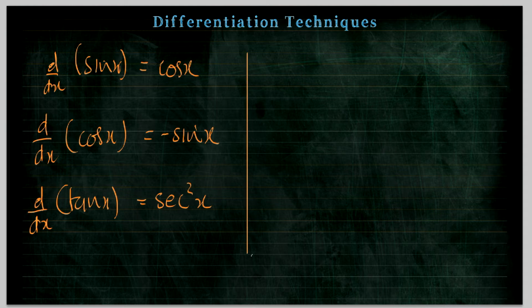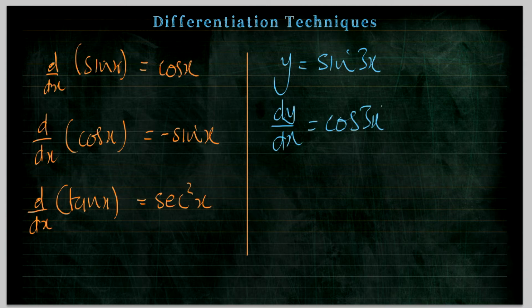So how do we use these? Let's just have a quick look. Okay, so if I said to you y is equal to sine of 3x, now what you need to do here is say, okay, well, dy by dx is going to equal cos 3x, but what you also need to do is multiply by the coefficient of x. Okay, so which in this case is a 3, so it would be multiplied by 3. So that would be 3 cos 3x.